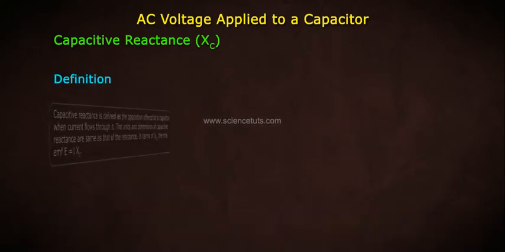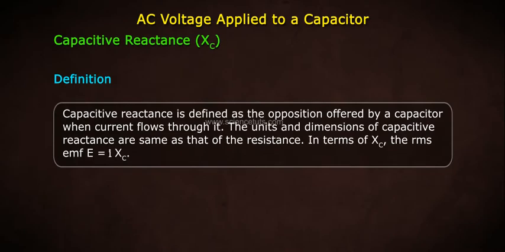Definition. Capacitive reactance is defined as the opposition offered by a capacitor when current flows through it. The units and dimensions of capacitive reactance are the same as that of resistance. In terms of Xc, the RMS EMF E equals I Xc.